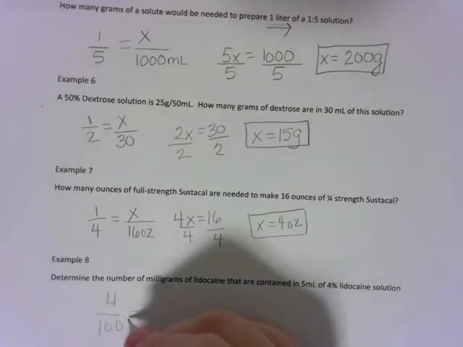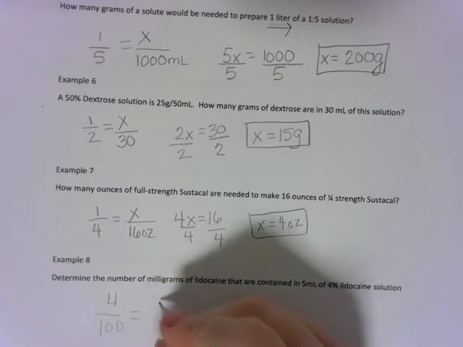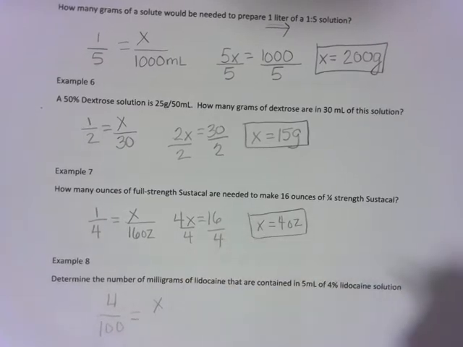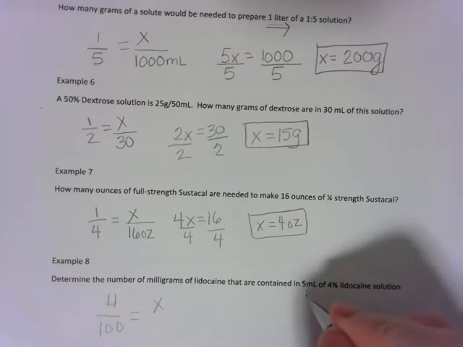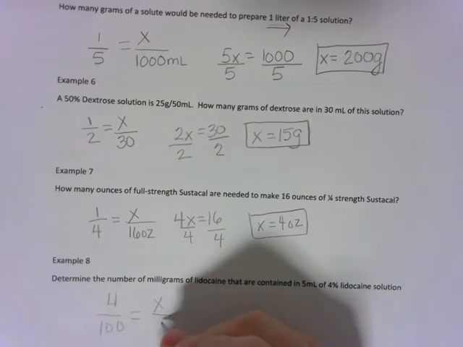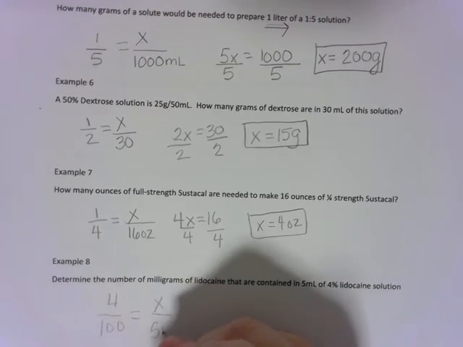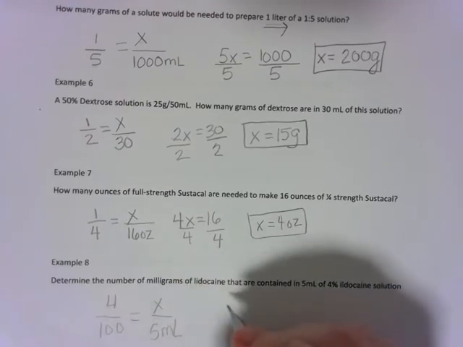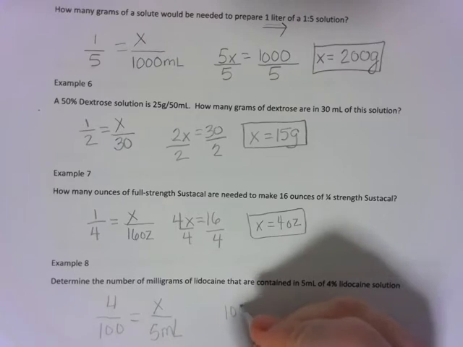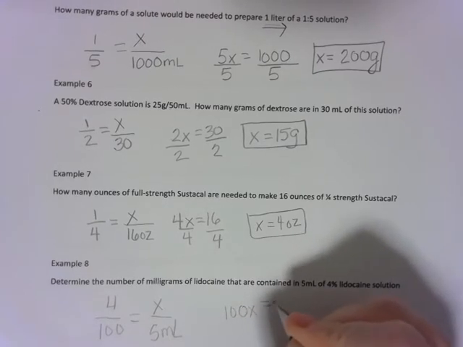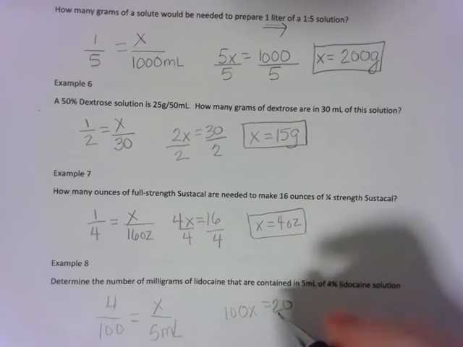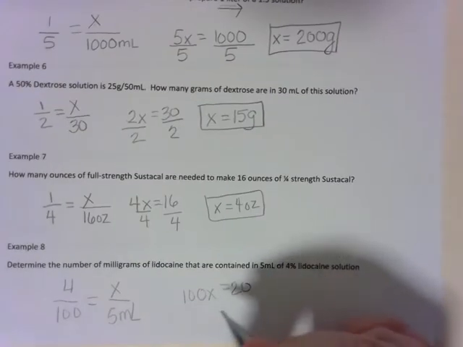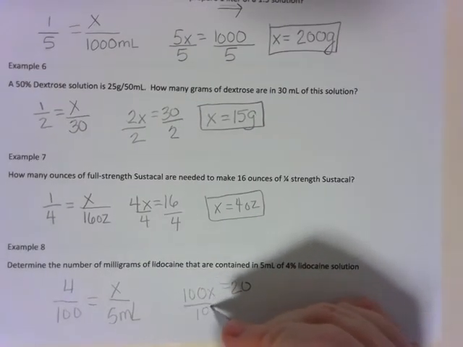4/100 equals X over 5 mLs. We do our cross products and we get 100X equals 20. Divide both sides by 100.